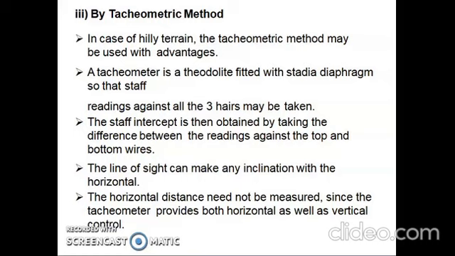But in case of a theodolite, and we are going to learn theodolite in detail in the next video lecture, there are three stadia hairs: the top, the middle one, and the bottom. So all three readings are taken, and the staff intercept is obtained by taking the difference between the readings against the top and bottom wires. The line of sight can make an inclination with the horizontal, and the horizontal distance need not be measured, since the tachyometer provides both horizontal as well as vertical control.